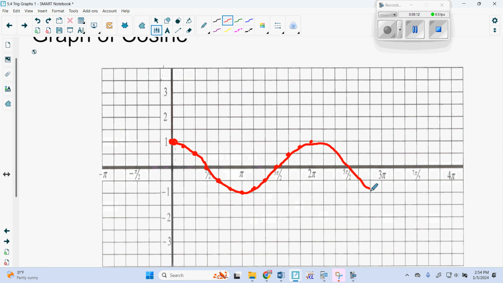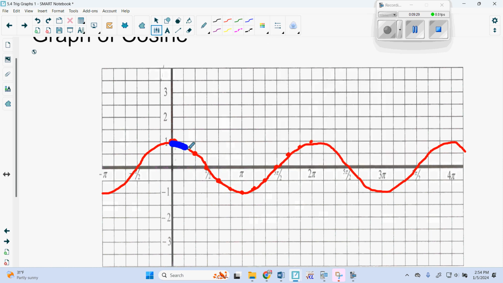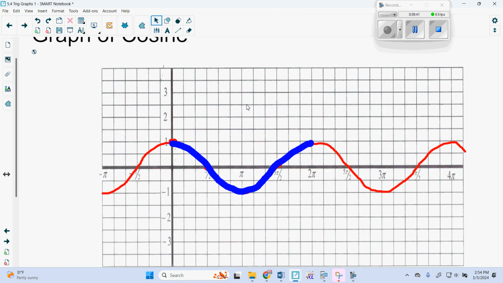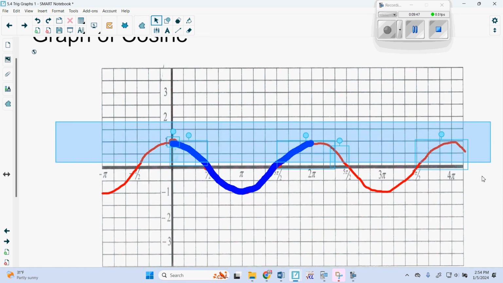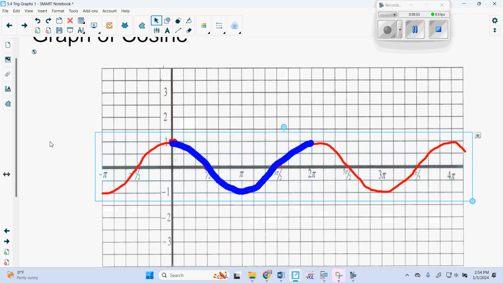But once again, this continues to go forever like that. Or it goes this way like that. So our one period of cosine is just this part right here from where it starts to 2 pi. So let me do something here. All right.